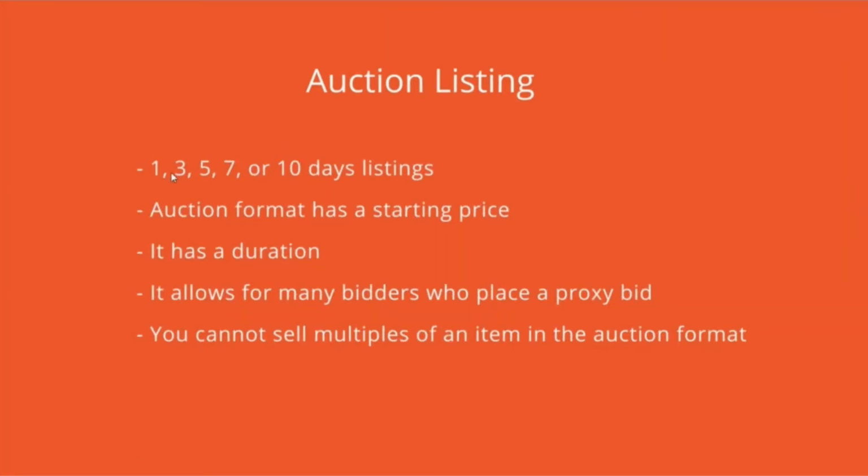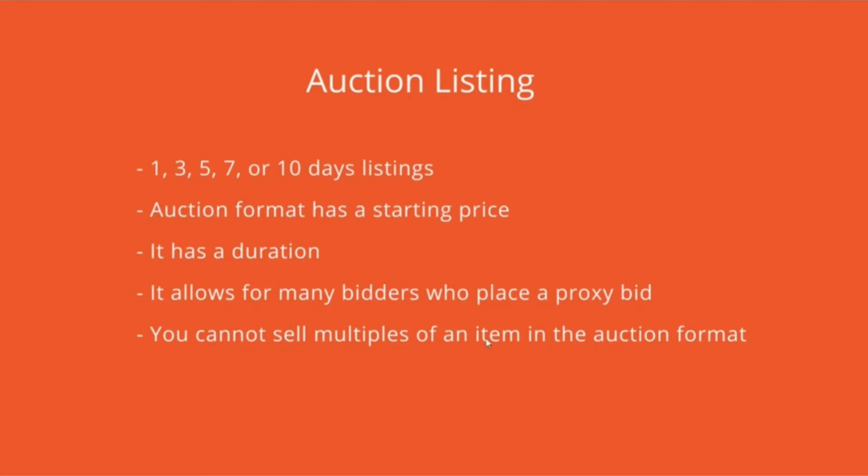You can choose whether your auction should run for 1, 3, 5, 7, or 10 days. A one-day auction is designed for items that need to be sold quickly because they are time-sensitive. An auction format has a starting price. A low starting price can help attract bidders. As we discussed, it has a duration. And it allows for many bidders who place a proxy bid. A proxy bid is, you tell eBay the highest amount you're willing to bid.